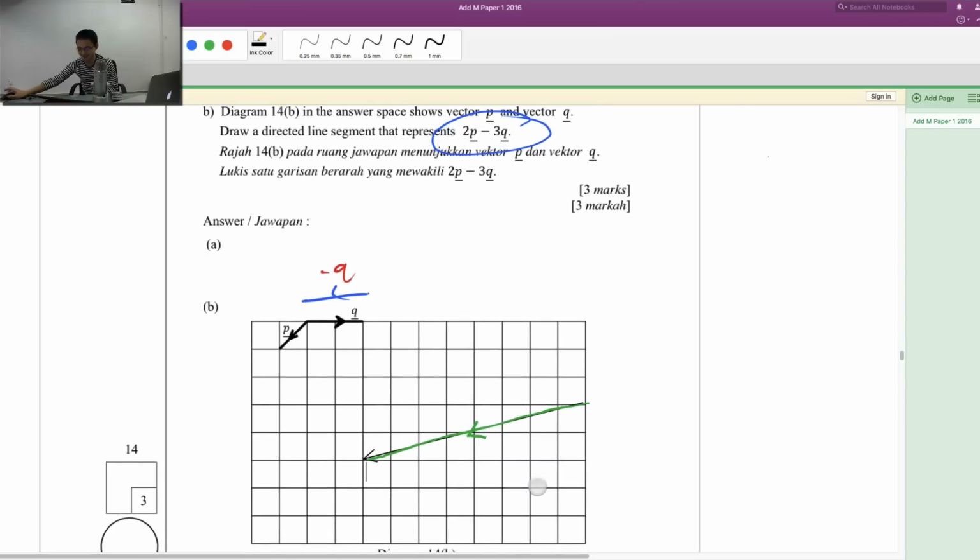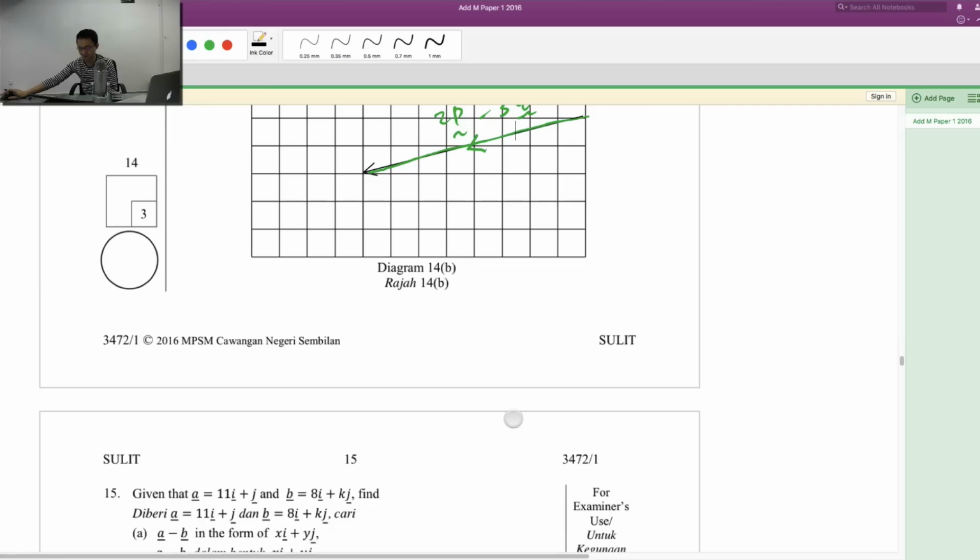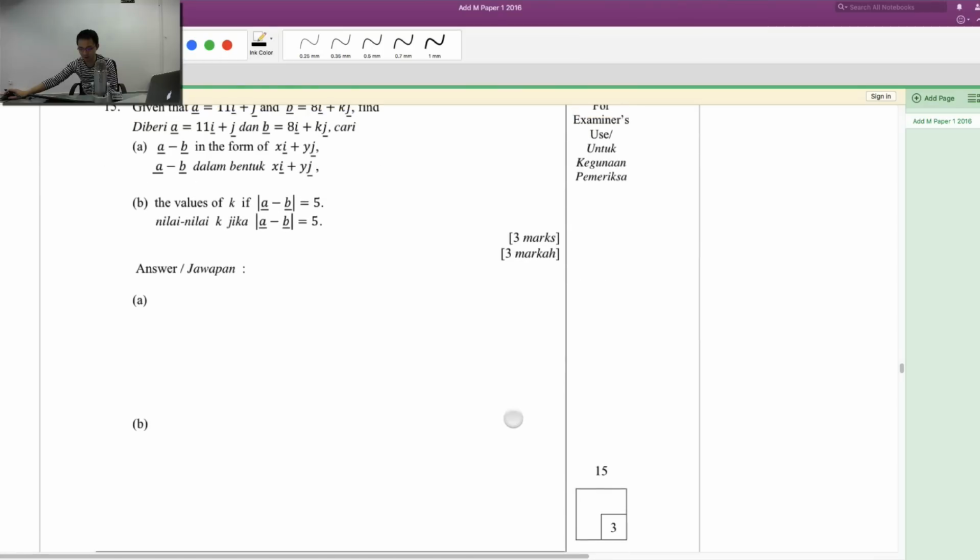Or actually you can show your working, but then here you write 2p minus 3q over here, so he knows that 2p minus 3q stands for this line. Right, so let's move on to 15.